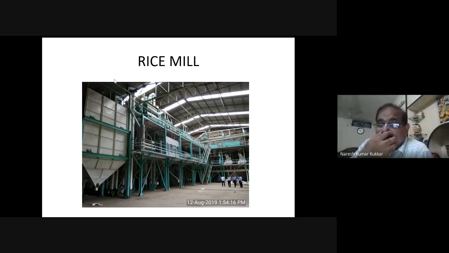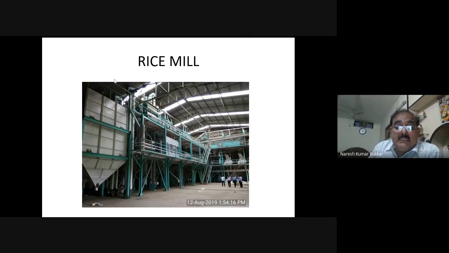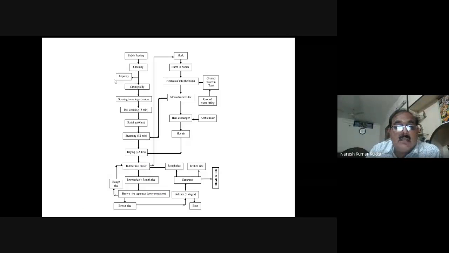Now we have seen this. This is an actual picture of a rice mill plant. I have visited one in Karnal. Now we see the process one by one. Paddy is the raw material, and paddy comes from the farmers. Now cleaning of paddy is done. First thing is cleaning because there are impurities.